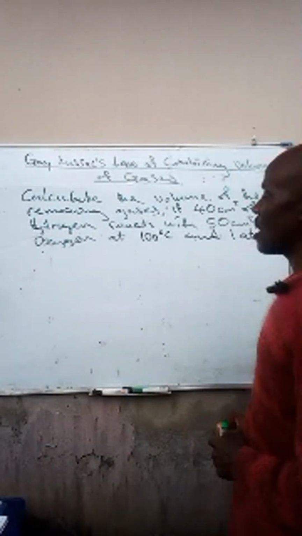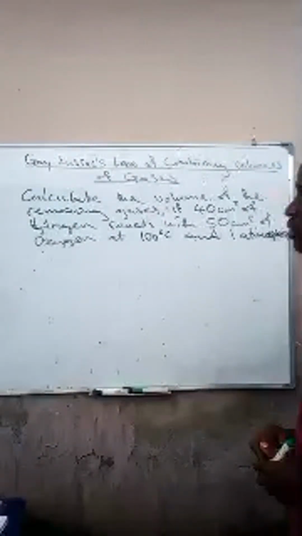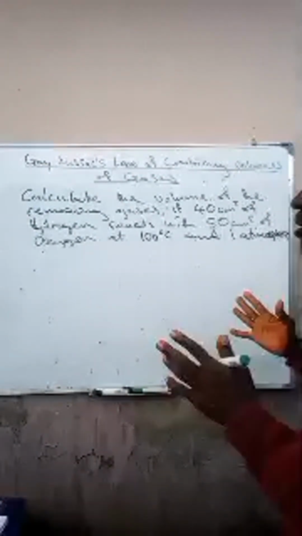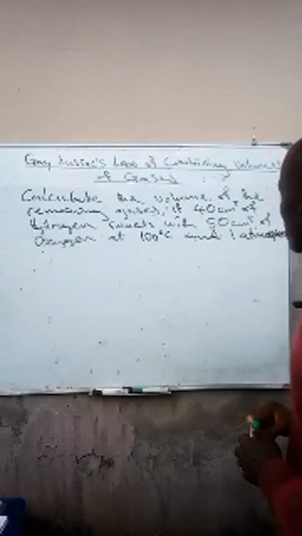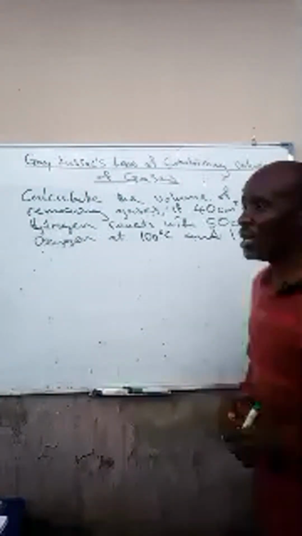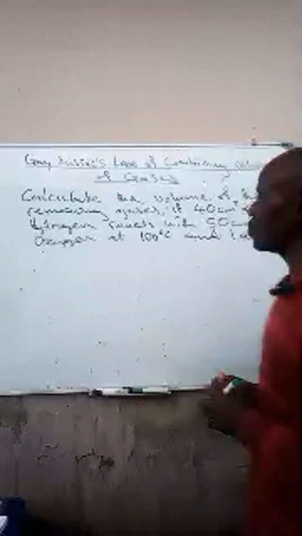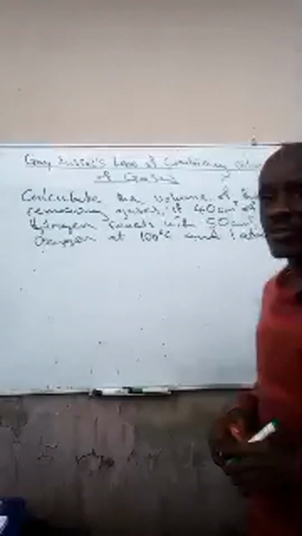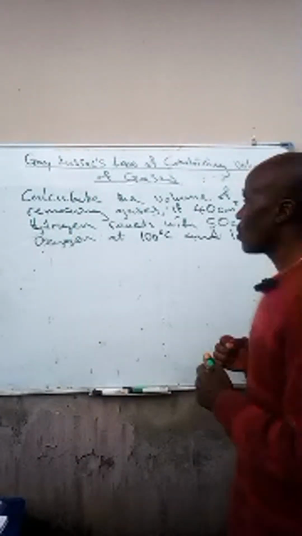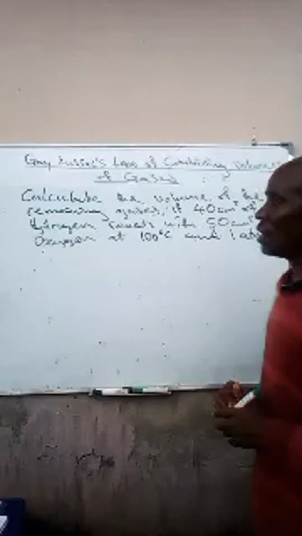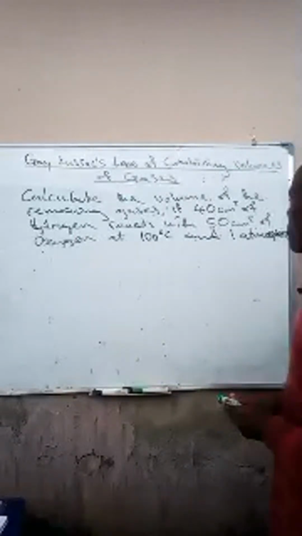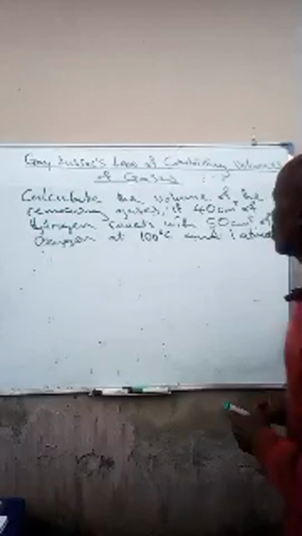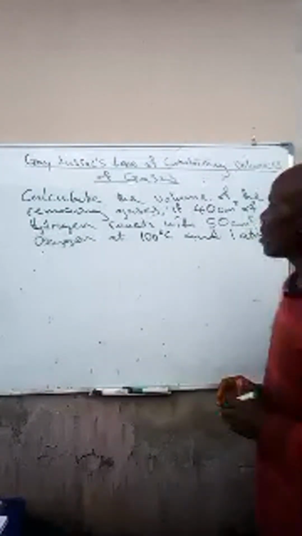Gay Lussac helps us to understand the relationship that exists between gases when they are reacting. When gases react, Gay Lussac says that they do so in a volume which is in simple ratio with that of the reactants to that of the product. What it simply means is that, for example, based on the question we have here, the question is talking about the reaction between hydrogen and oxygen.